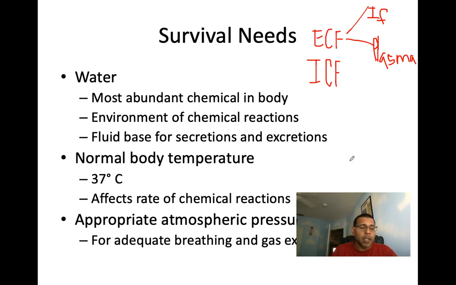And plasma. So when we talk about extracellular fluid, it is made up of your plasma, which is coming from blood, and also your interstitial fluid. That's the fluid that's going to be found in between your cells.